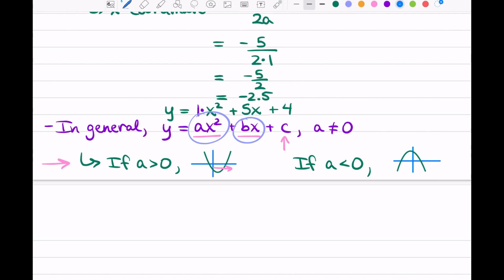So essentially, as x gets really big, our first term is going to be the biggest term. And x squared is always positive, and if a is positive, then that term ax squared is going to be positive.